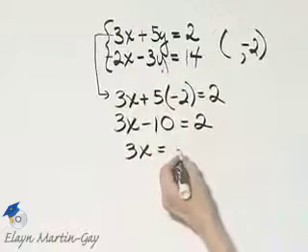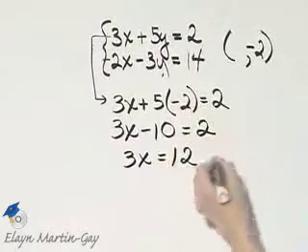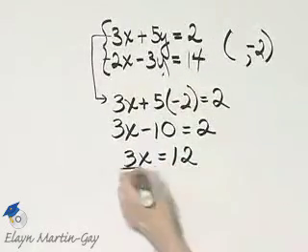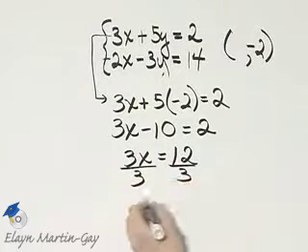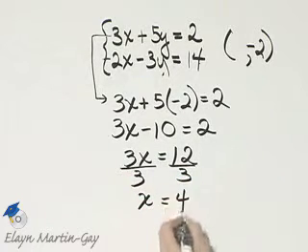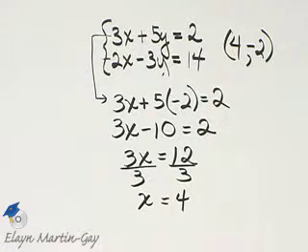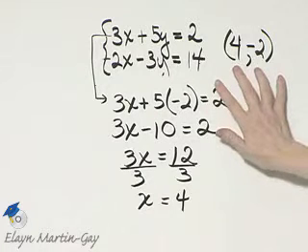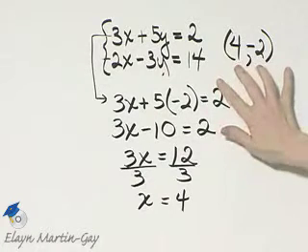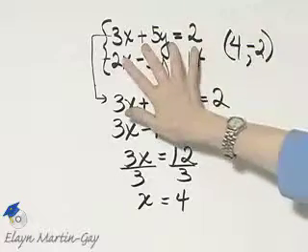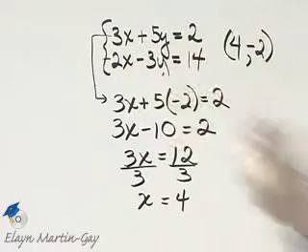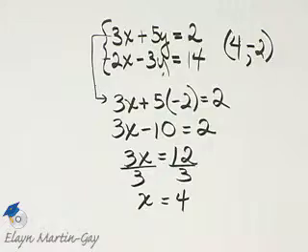3x is 2 plus 10, or 12. I'm adding 10 to both sides. Divide both sides by 3, and x is 4. The corresponding x value is 4. Check by making sure this ordered pair is a solution of this equation and also this one. This is the solution of our system.